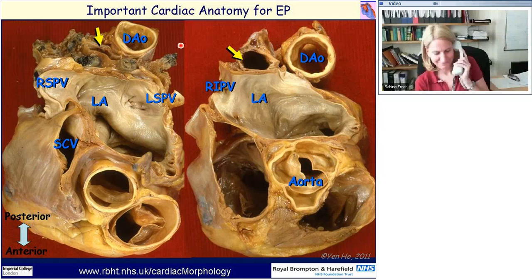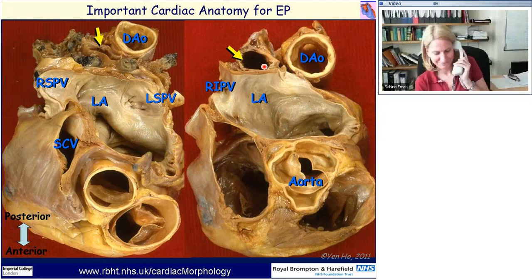Another structure that is very important to take account of is the esophagus. The very posterior location of the left atrial chamber puts its posterior wall right up against the front of the esophagus, as you see in this cross-section. This is a heart specimen cut through at the level of the superior pulmonary veins, whereas this is the same heart specimen cut through at the level of the right inferior pulmonary vein.